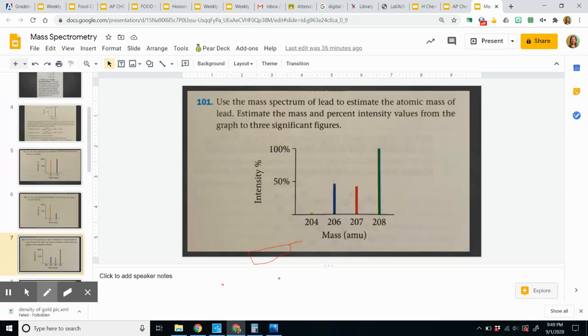Okay, so now the mass spectrum of lead is down below. Estimate the mass and percent intensity values from the graph to 3 significant figures. Okay, 3 sig figs. So, oops, that's not straight. You guys can do a better job than this. It's hard to draw these lines on this pad. Okay, so I'm going to estimate this to be 5%. I'm going to estimate this to be 47%.